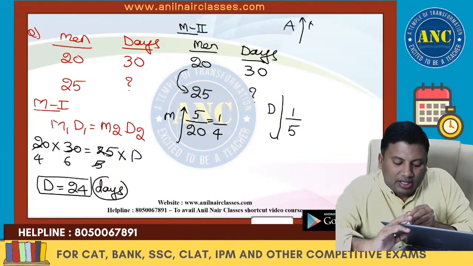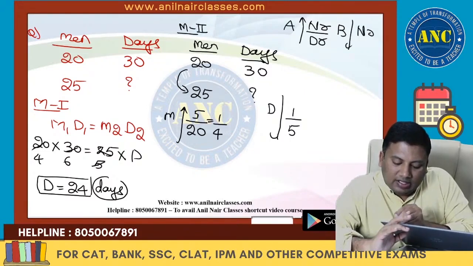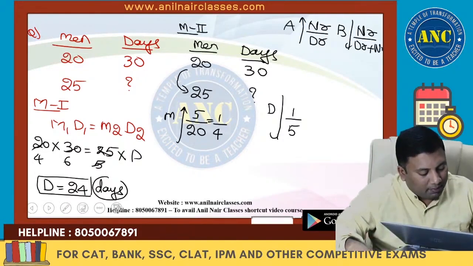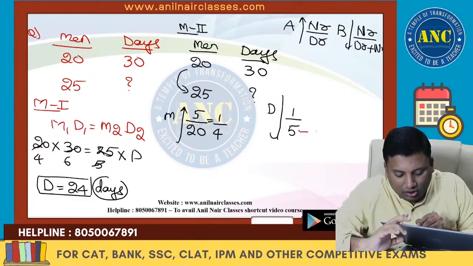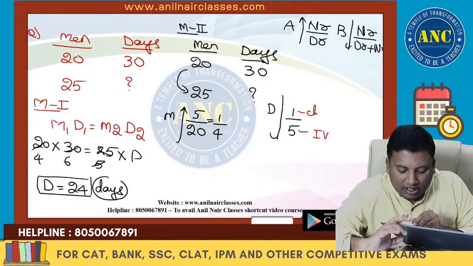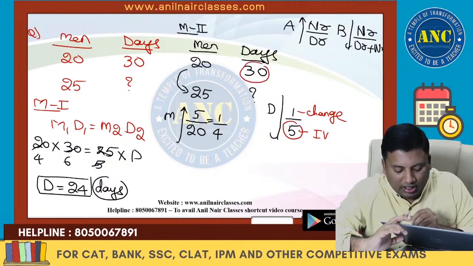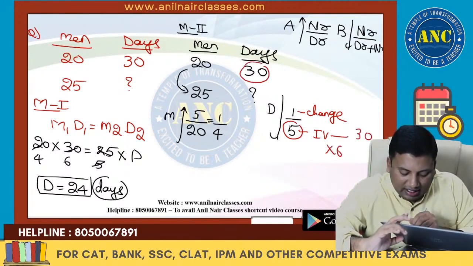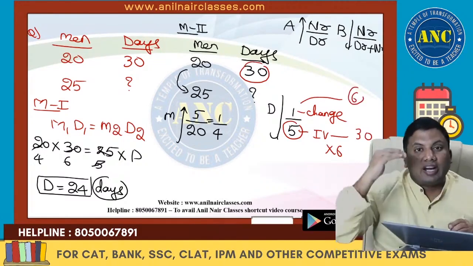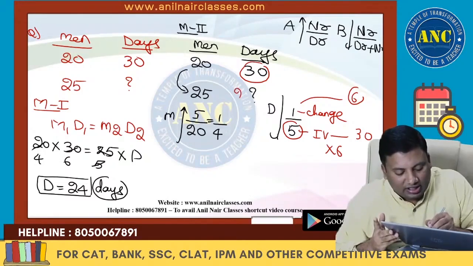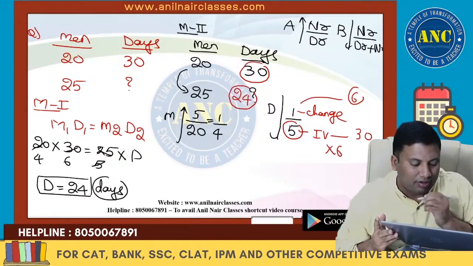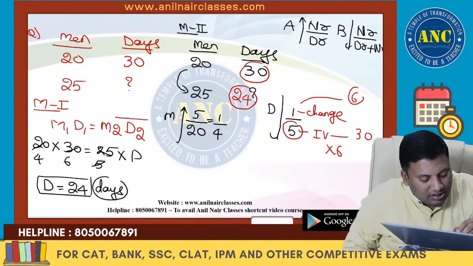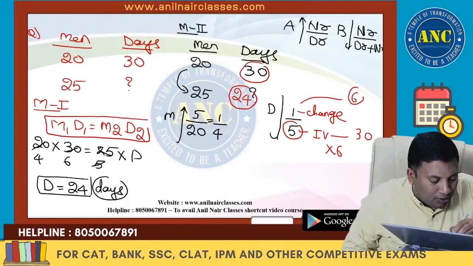Just now we discussed: A increases by numerator by denominator, B decreases by numerator upon denominator plus numerator. Denominator is always the initial value. This is nothing but the change. 5 is the initial value, but according to the question it is 30. 5 6s are 30, 1 6 is 6. From 36 down, what will be the answer? 24. This is nothing but the inverse proportion method.